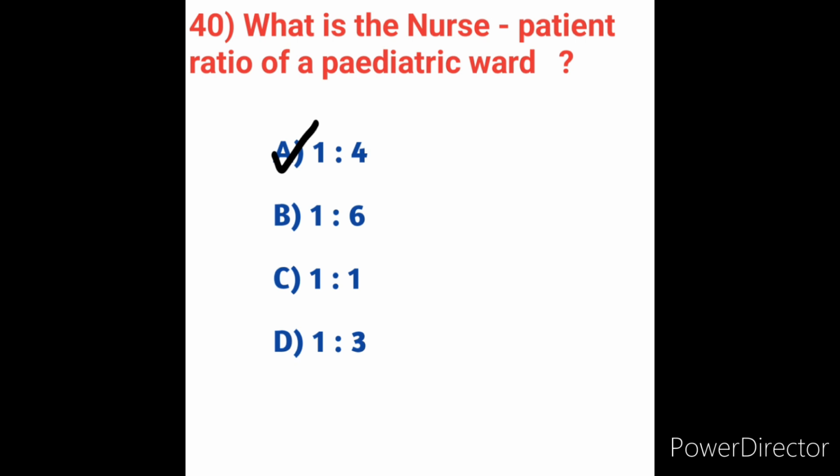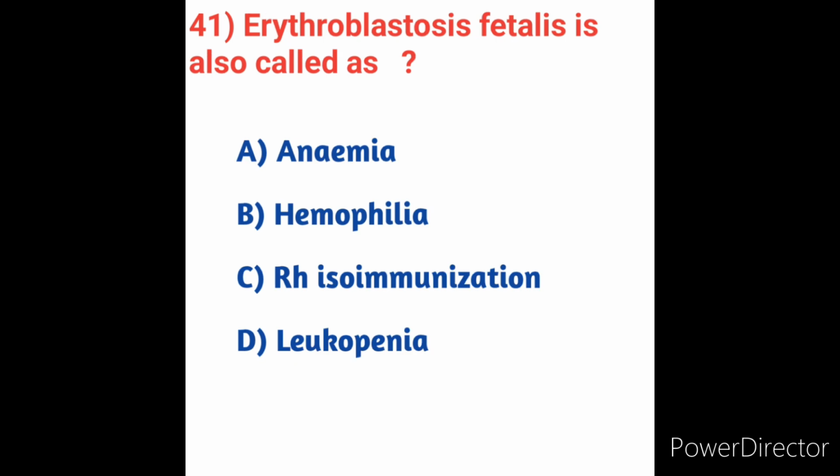Next we will move on to question number 41. Erythroblastosis fetalis is also called as what? We will see the options. Option A anemia, option B hemophilia, option C Rh isoimmunization, option D leukopenia.